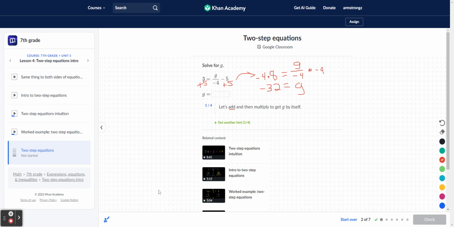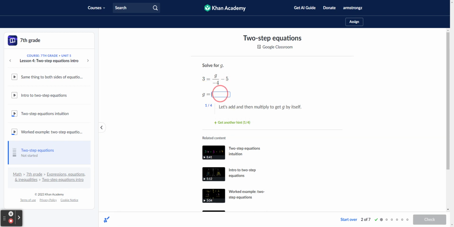And then in order to write, you've got to turn off this writing tool. So I'm pretty sure that g is negative 32. And I'm going to check it. And look, we got it. And now we would go on to the next problem.